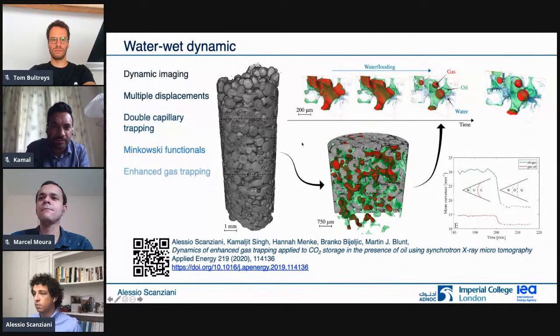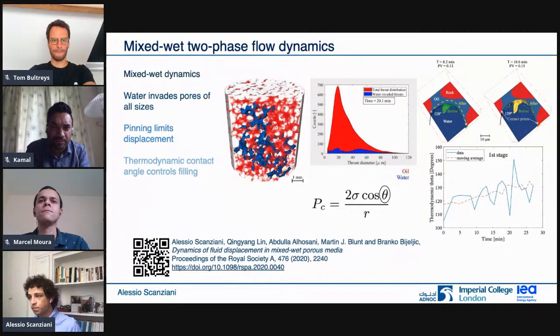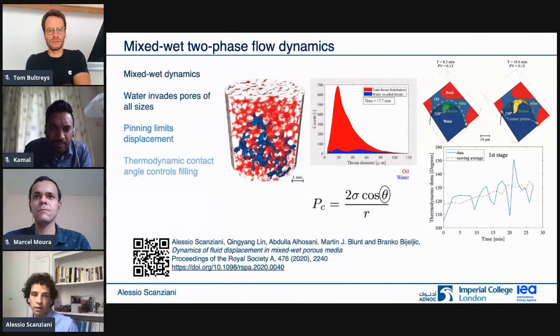Later, we performed another experiment where we pre-treated the sample using crude oil, and we modified the wettability of the sample. In this case, we noticed that the dynamics of the invasion changed a lot with respect to water wet, especially starting from the two-phase flow. So even before injecting the third phase, the gas, we saw that the invasion of water in the pore space was very different to water invasion in a water wet sample.